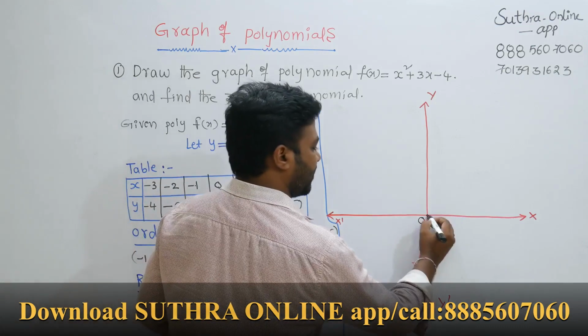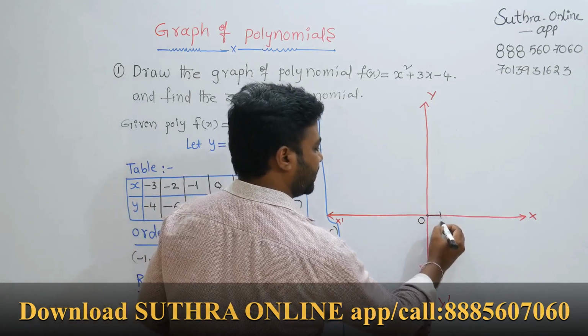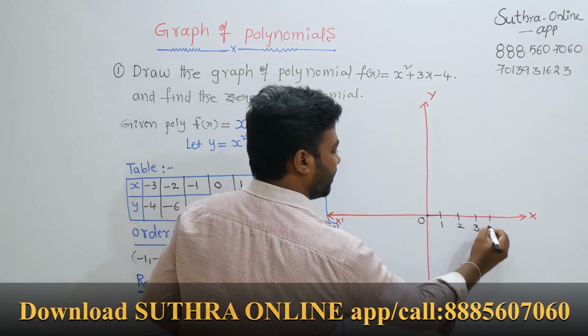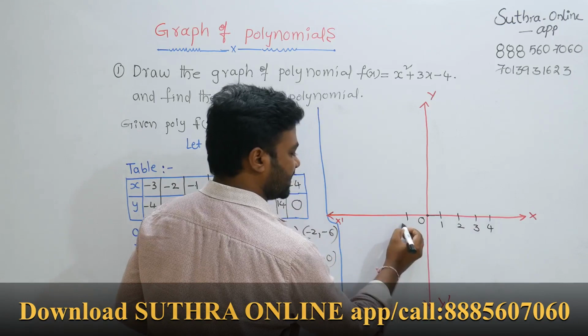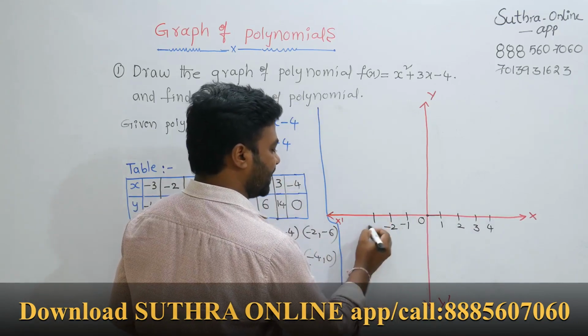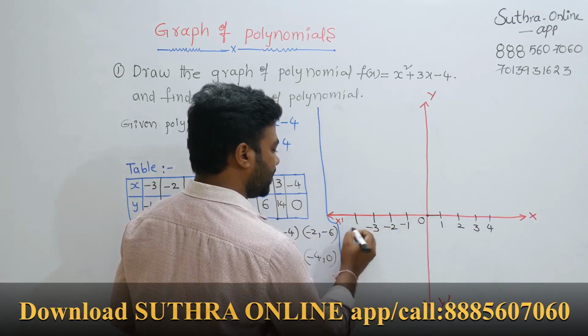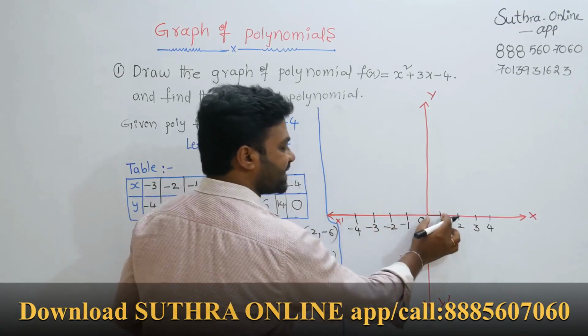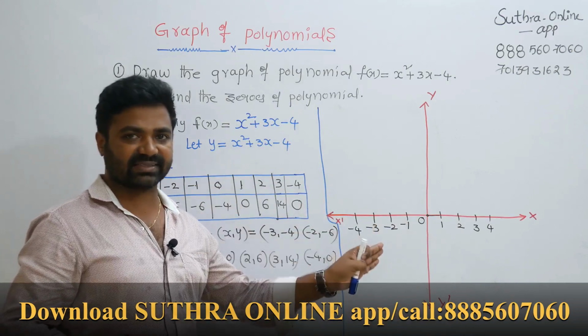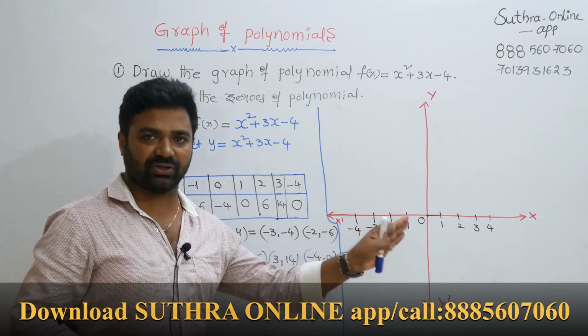So like this from here to here 1 unit. So 1 2 3 4. So this side minus 1. It is minus 2. It is minus 3. Minus 4. So 1 centimeter equal to 1 unit on the x axis. On the x axis 1 centimeter equal to 1 unit.